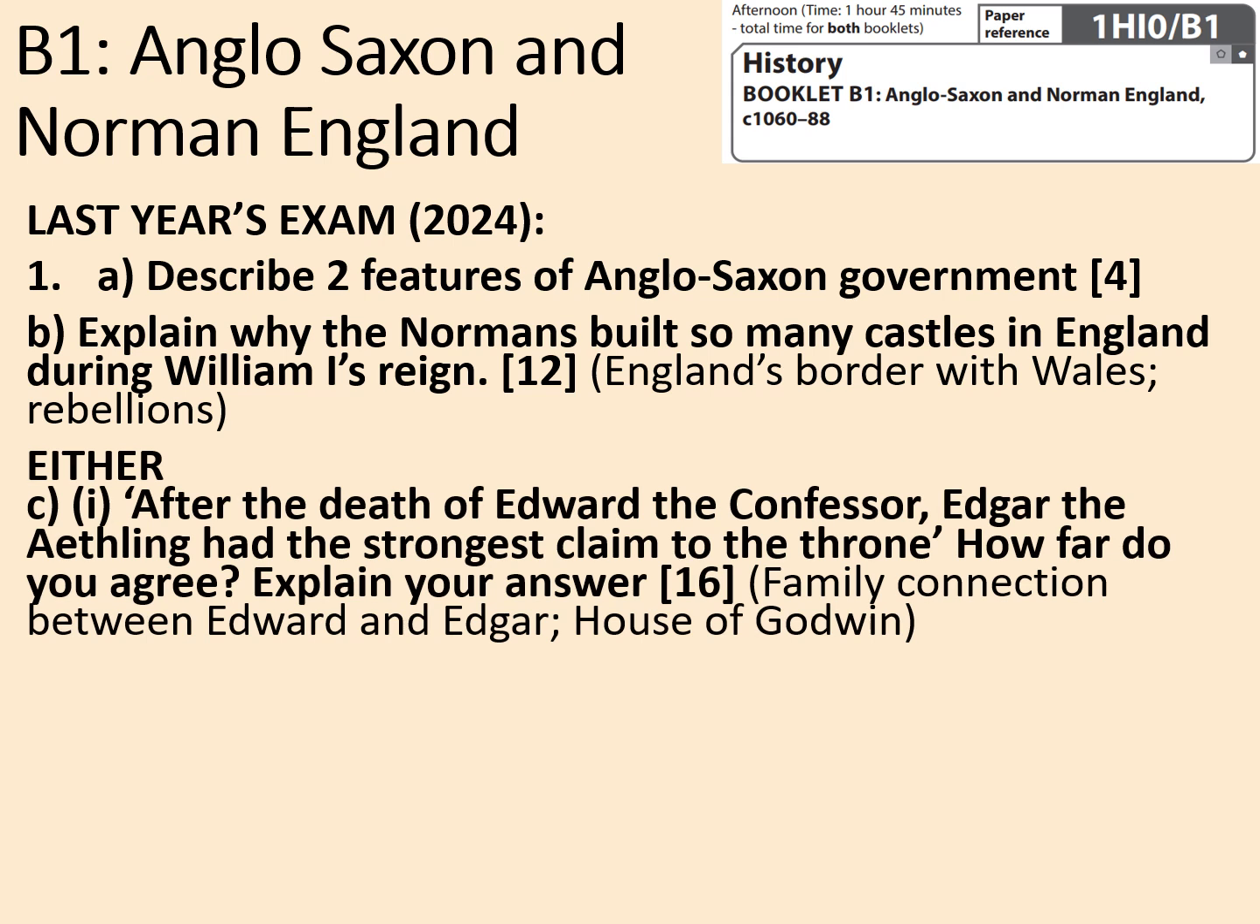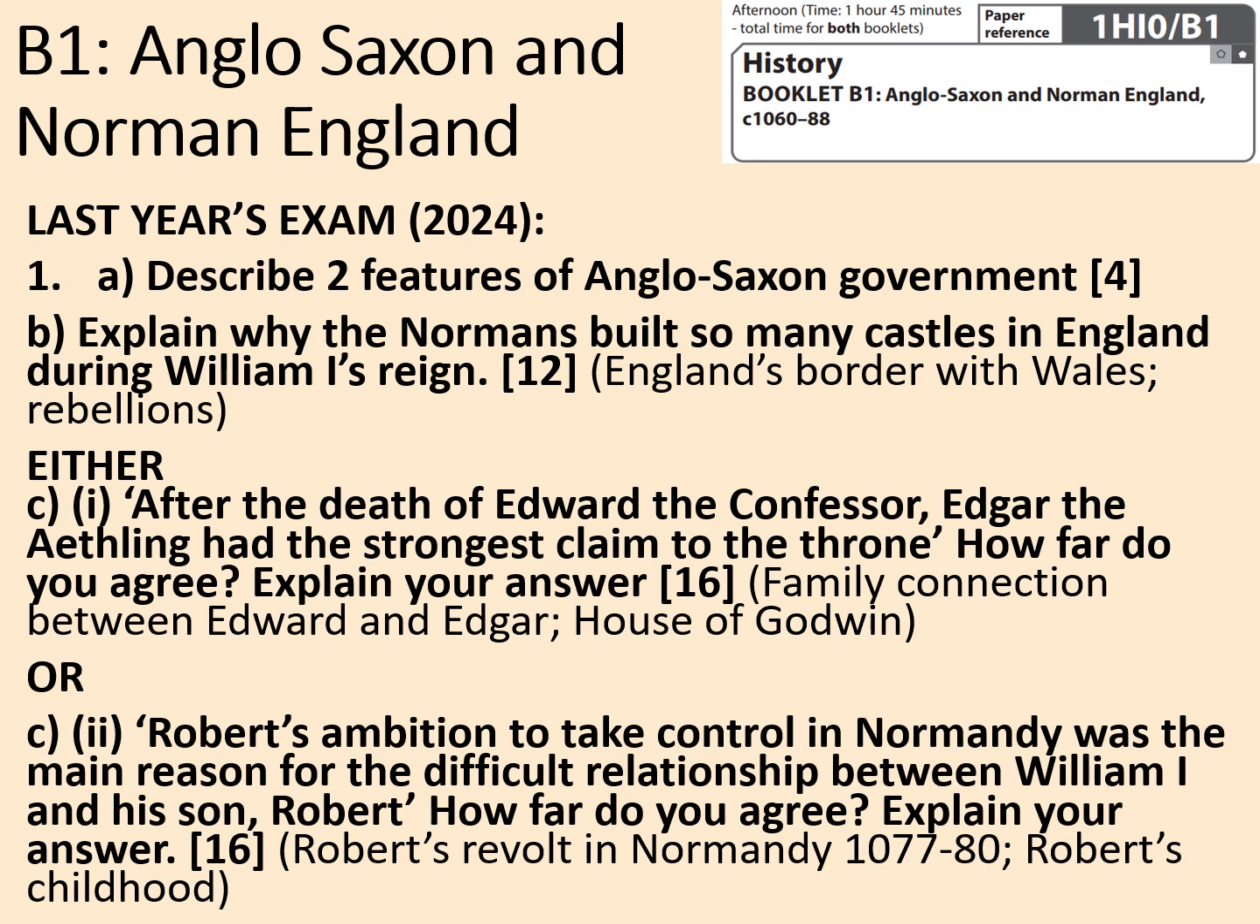And then for question C. The first option was, after the death of Edward the Confessor, Edgar Atheling had the strongest claim to the throne. How far do you agree? Explain your answer. The stimulus points were family connection between Edward and Edgar and the House of Godwin. That was by far the most popular question that year. This one, not so many people did.